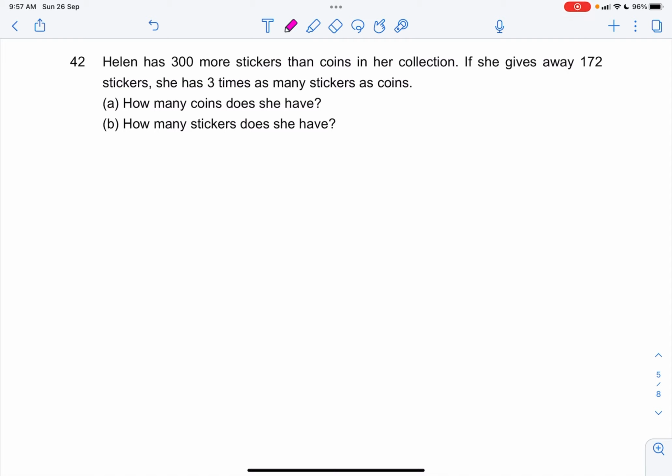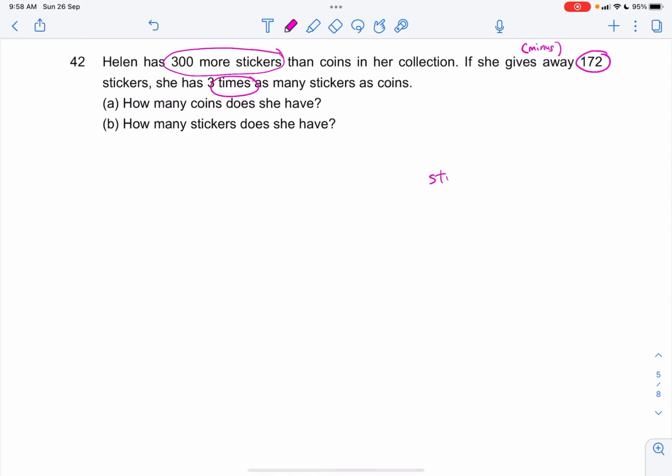Okay, moving on to question 42. Helen has 300 more stickers than coins in her collection. 300 more. If she gives away, means minus, 172 stickers, she will have 3 times as many stickers as coins.